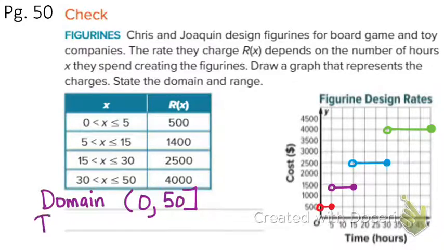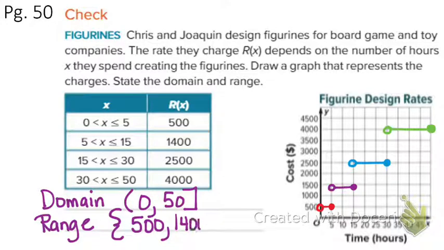And for our range, because it's discrete, you're just listing the numbers. Starting with the smallest or the lowest cost. So we have 500. And then after 500, it goes to 1400. And then after 1400, what's the next y value? 2500, 2500. And then after 2500, 4000. Because the range is discrete, we have to make a list. And that would be your domain and your range.